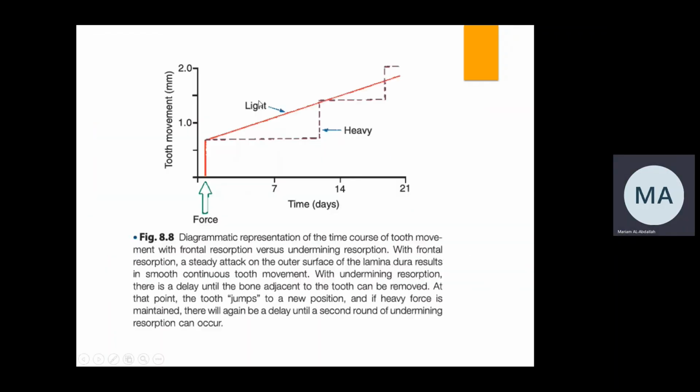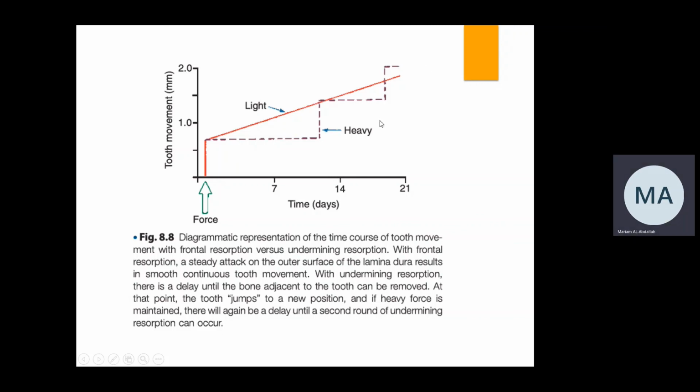Going back to our diagram, so we talked about the red line and the light forces, now the heavy line. As you can see, when we start to put the force, you will have an initial tooth movement that is equal to the periodontal ligament space. And then we will have a delay, because this is what happens during this delay, undermining resorption, okay, indirect bone resorption. And then between 7 to 14 days, you will have a sudden jump, sudden tooth movement. And then you will have another shorter period of delay, and then another jump, and so on.